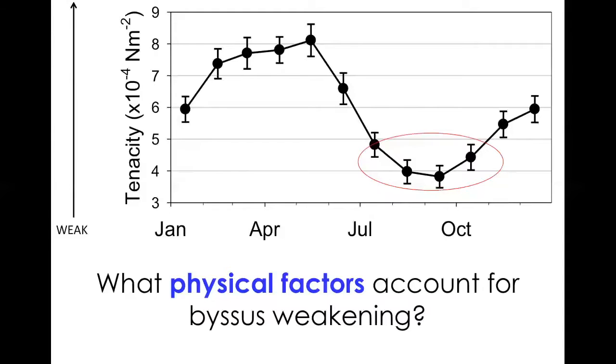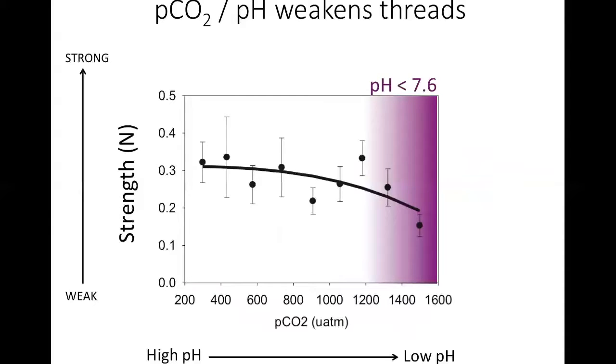And so the question I've come to address is what physical factors account for byssus weakening. So the first thing that the lab tested was elevated PCO2, or low pH, associated with ocean acidification, and found that mussels exposed to these conditions over 3 weeks showed a reduction in individual thread strength at pHs below 7.6, and PCO2s beyond 1200. And the part of this thread that was affected was this adhesive plaque. So something was changing in the glue to make them weaker and popping off at lower strengths.